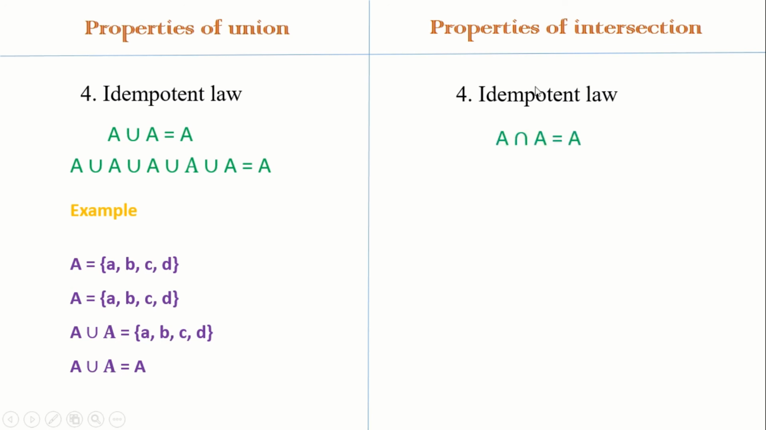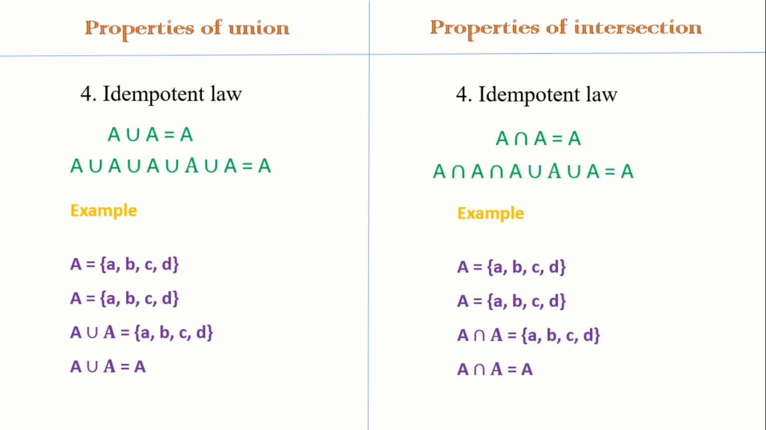And now coming to the intersection, we have A intersection A is A. Also, if we take the intersection of set A with itself many times, it will give the set A. For example, here the set A has the elements a, b, c, d. So what are the common elements for A and A? Again we have a, b, c, d as the elements. So A intersection A is the set A.